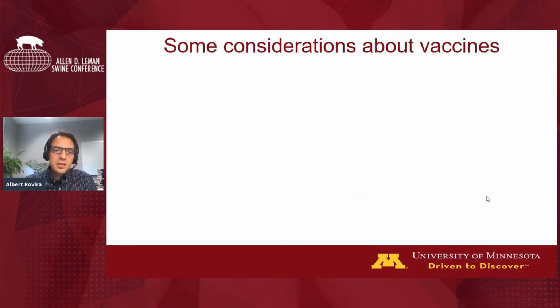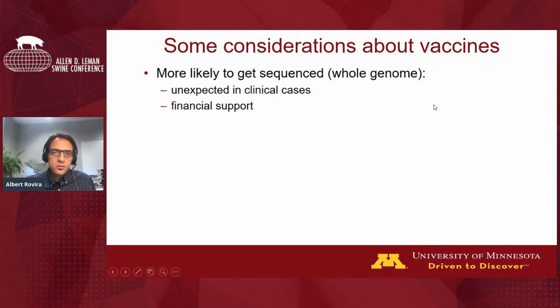Now, I've been talking about vaccines a lot, and this is not a talk about vaccines, but there are a lot of these cases that involve vaccines somehow. So I wanted to talk a little bit more about vaccines, give some considerations about them, and why we tend to talk about vaccines so much when we do whole genome sequencing. First of all, they are more likely to get put into whole genome sequencing, in part because if you get a clinical case and you get an ORF5 that suggests vaccine, that is unexpected. So that's one of the things that triggers whole genome sequencing. Sometimes also because there's financial support from the vaccine companies supporting these investigations.